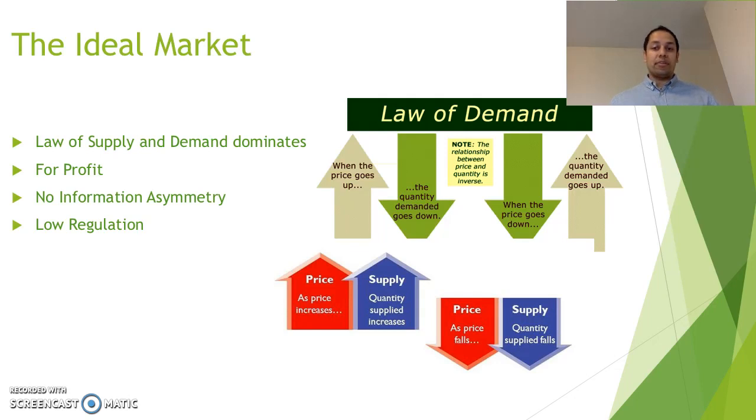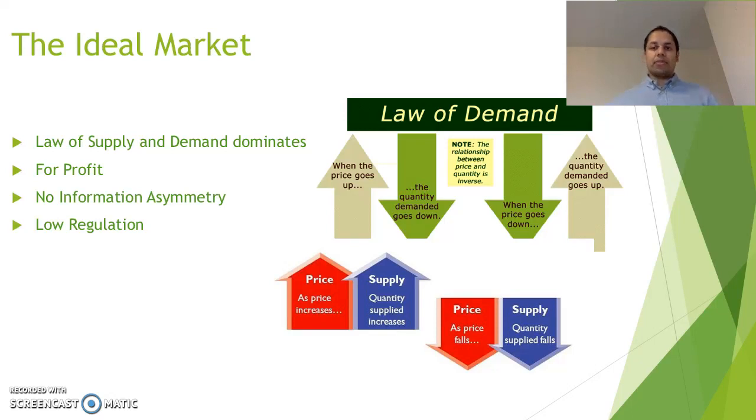So what happens in the ideal market is the law of supply and demand, which dominates it. The law of demand says when price goes up, the quantity demanded goes down, and vice versa. When the price goes down, the quantity demanded goes up. Similarly, when price increases, the quantity supplied increases as well, and when price falls, the quantity supplied falls as well. So the ideal market is for profit.